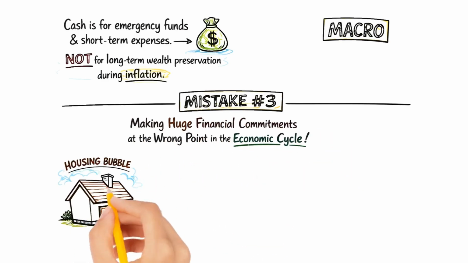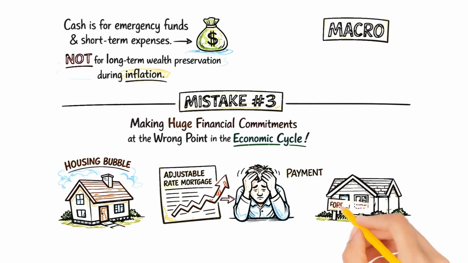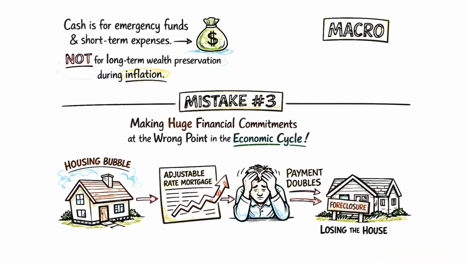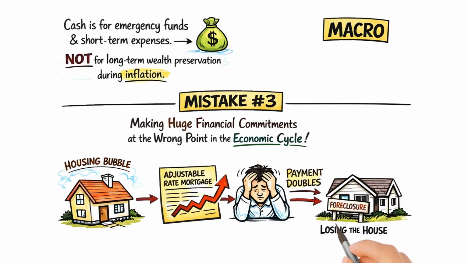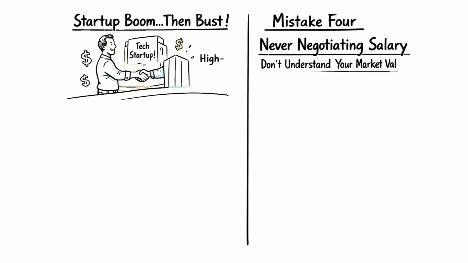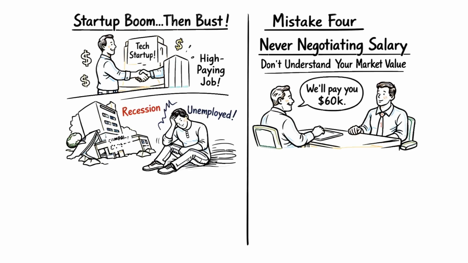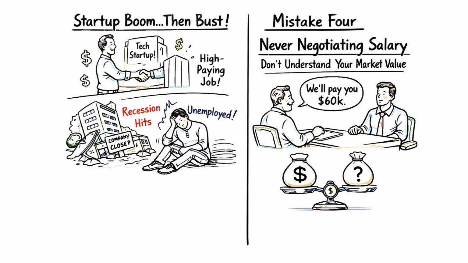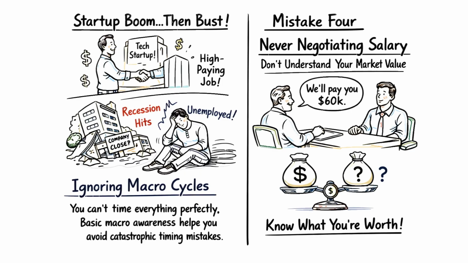That's macro. Mistake 3, making huge financial commitments at the wrong point in the economic cycle. Someone buys a house at the peak of a bubble with an adjustable rate mortgage right before rates spike. Their payment doubles, they lose the house. That's ignoring macro. Someone takes a high-paying job at a startup in a booming sector right before a recession. The startup goes under. They're unemployed in a terrible job market. That's ignoring macro cycles. You can't time everything perfectly, but basic macro awareness helps you avoid catastrophic timing mistakes.